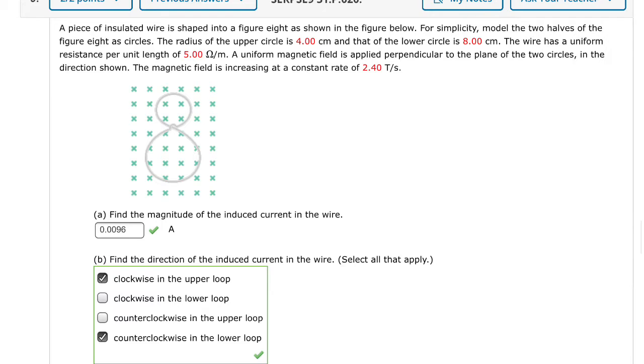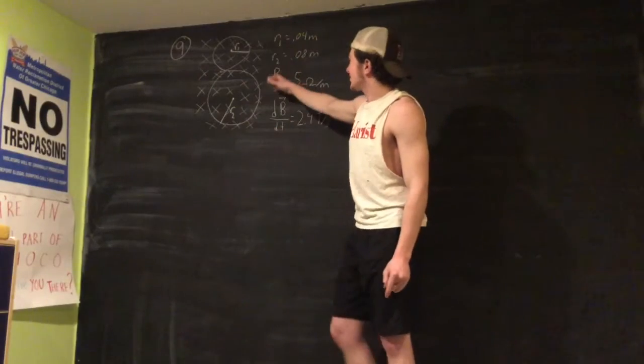A uniform magnetic field is applied perpendicular to the plane of the two circles in the direction shown. The magnetic field is increasing at a constant rate of 2.4 teslas per second. Find the magnitude of the induced current in the wire, and find the direction of the induced current in the wire. Okay, so this is the diagram the picture gives us.